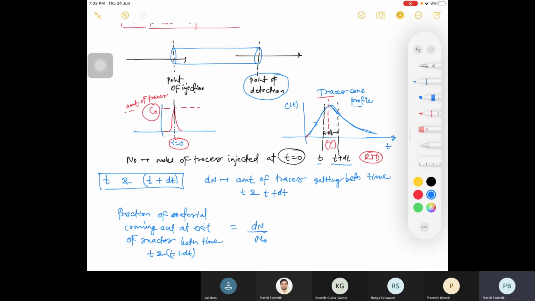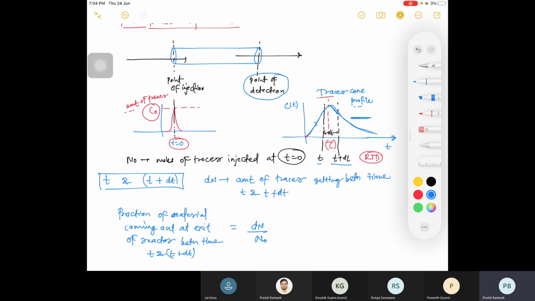Some of the material will recirculate. So depending on that, you will have different concentrations at different times. That tracer will have some flow rate, right? Sometimes it will increase, sometimes decrease, sometimes the concentration is higher, anything can come. So suppose I am considering this profile, which I drew in this graph. This is your concentration profile.